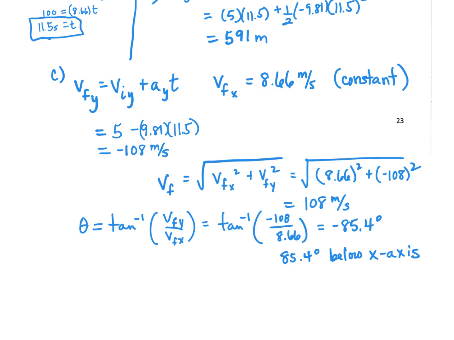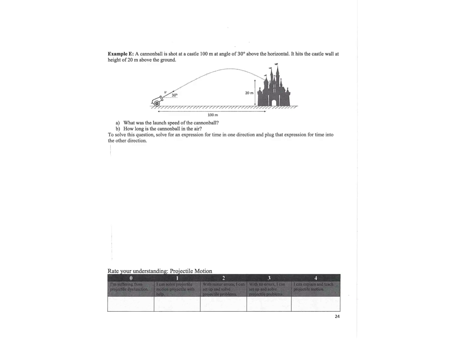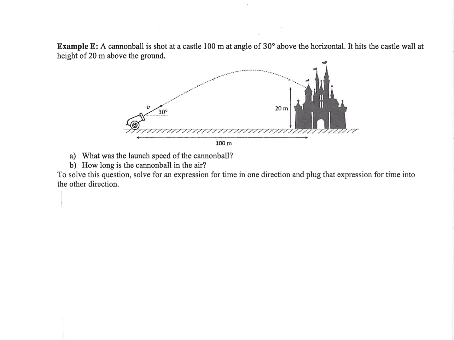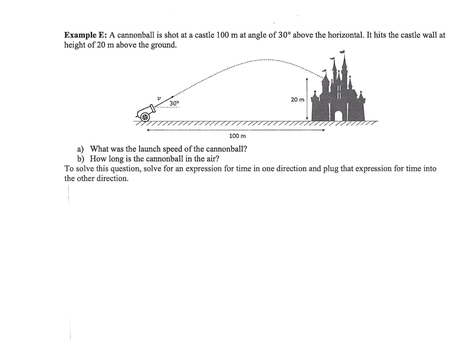This next one is a variation on a problem that we see over and over again. This is a problem that has been on the doggone AP test as a free response a couple of times in different forms. I've seen it as a castle and a castle wall. This is the Disney castle, obviously, but I have seen this AP question. I could probably dig it up for you. A cannonball is shot at a castle 100 meters away at an angle 30 degrees above the horizontal. It hits the castle wall at a height of 20 meters above the ground. What was the launch speed of the cannonball?